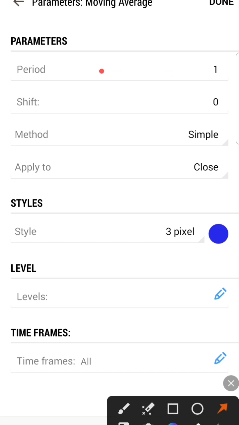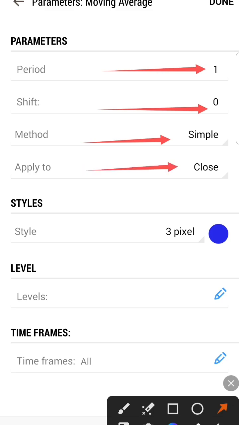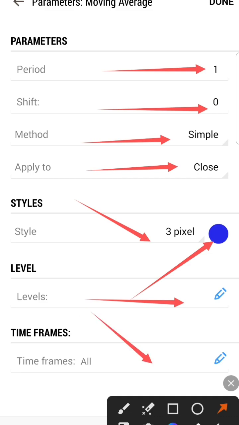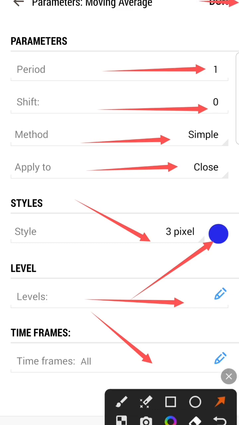After that, click done. Then we have to add indicator window 2, and that is moving average. Moving average parameters: period, we are going to use 1, shift 0, method, simple, apply to close, style, we are going to use 3 pixels, and then the color, we put any kind of color we need, and then levels we leave at default, then the time frame we leave at all the time. So after that, we hit done.